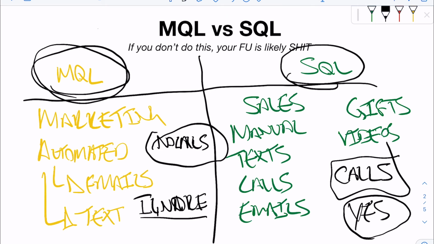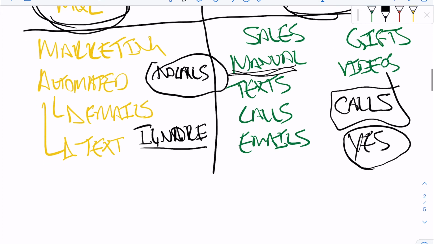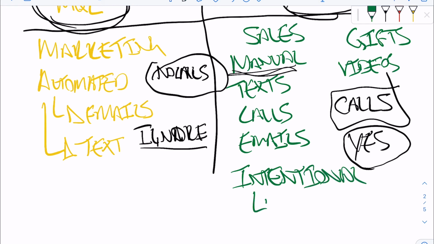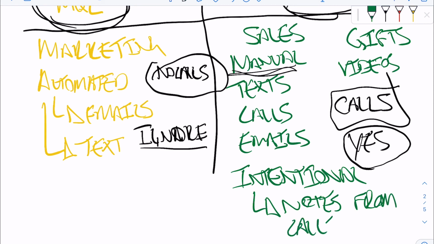But on the flip side, your SQL, you do not want to automate this stuff. You do not want to steer them away from the final sale, from making that final decision. This is exactly why you take the time to do manual follow-up. That way, these follow-ups are intentional follow-ups. Reference the notes from calls. Maybe they mentioned something about a trip that they were going on, or a son being born, or whatever the situation is. That's where you can use that information that they mentioned from the calls.